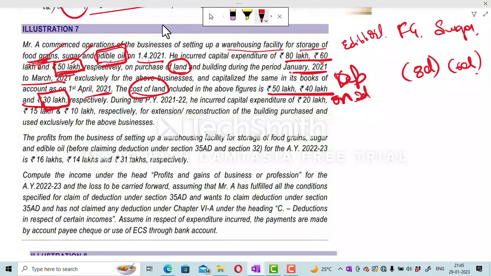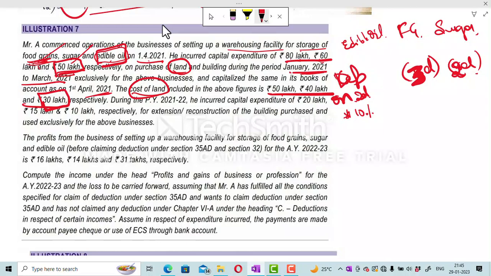So what is the rate of depreciation for building? 10%. And we have used the building for the whole year, means from 1st April 21 only, so only 10% we should charge. Next, 80 lakhs is the total amount and 50 lakhs is the value of land for grains. Then only 30 lakhs deduction is available. And 60 lakhs is the total amount, 40 lakhs is the value of land. So 20 lakhs deduction is available under 35AD.